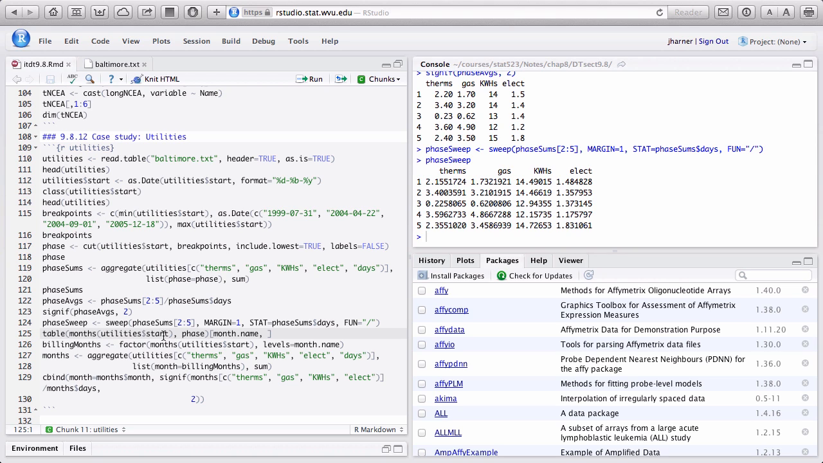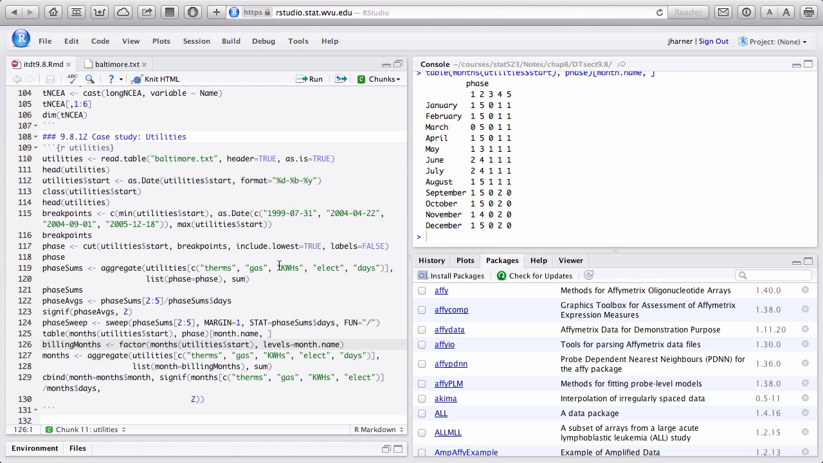Table. So here I'm looking at months of utilities, and if I do this, I'm forming a table. And what I'm doing here is I'm looking at the months for different phases. I have utility start. I'm looking at months corresponding to utility start, and by phase. I'm doing a table where I'm looking at utility start by phase, a two-way table, in other words, and I'm labeling the rows by month.name. I didn't label the columns because it's okay to use this 1 to 5.